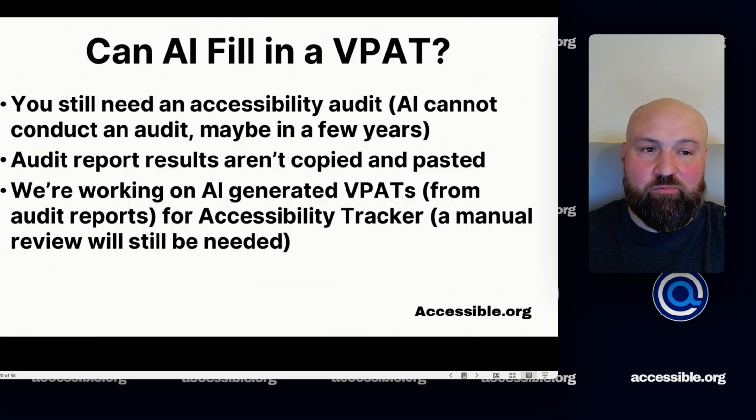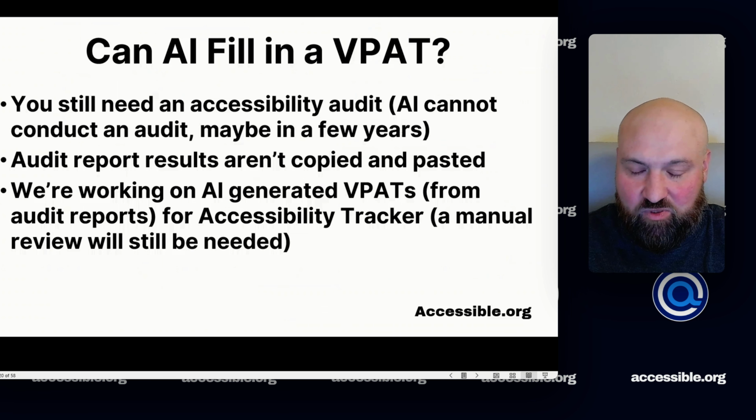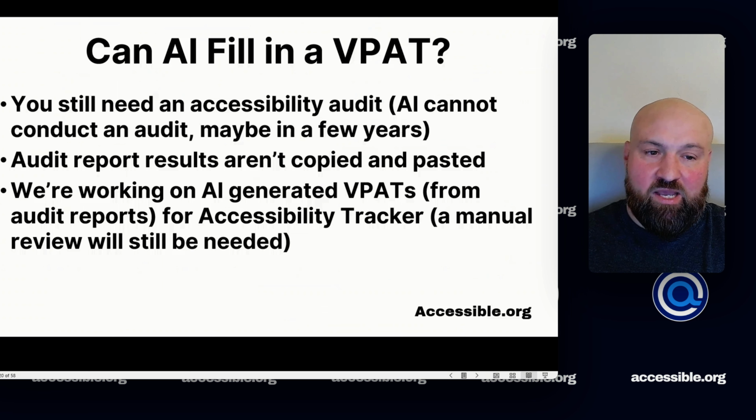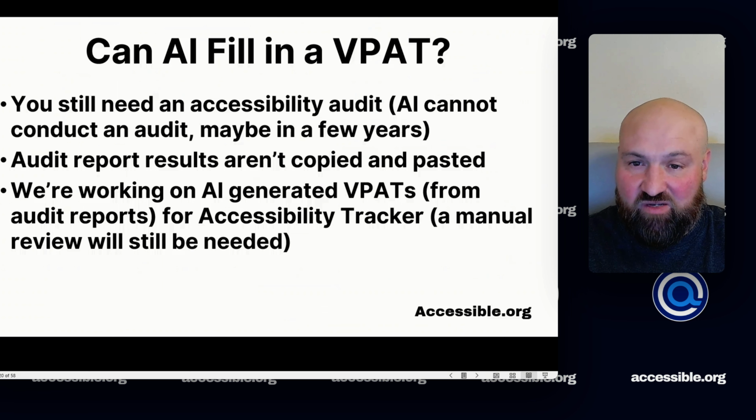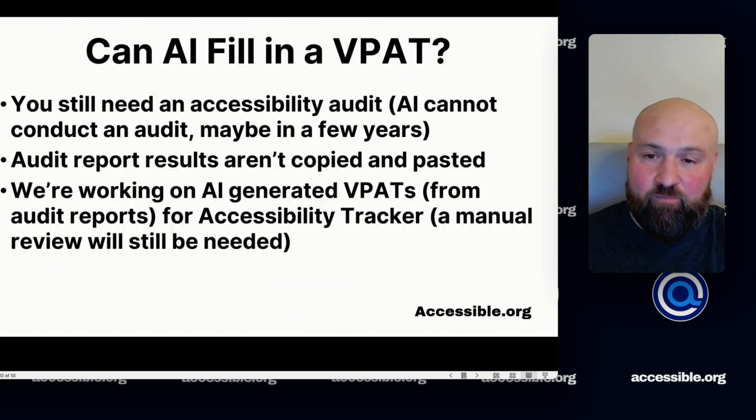Now, as I say this, going back to the initial slide, we are working on AI generated VPATs for Accessibility Tracker. Accessibility Tracker is the accessible.org platform for tracking accessibility issues. Here, you upload your accessibility audit report, and from there, you can assign issues to different team members. You can change the status of individual issues. You can use AI to help guide your team with fixes. And there are several more features involved. But just know that this is an accessibility platform that you can use.